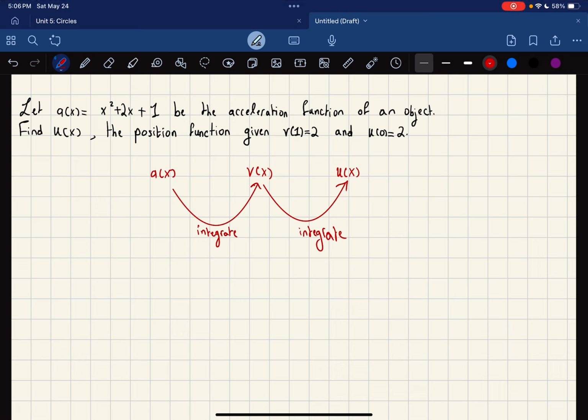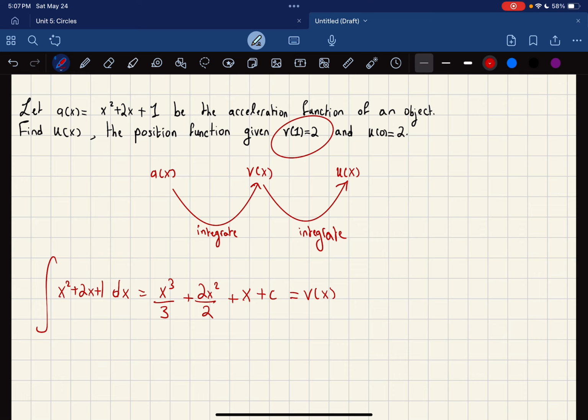So let's start. The integration for x squared plus 2x plus 1 is a very simple integration. It's going to be x cubed over 3 plus 2x squared over 2 plus x plus c. Now, first of all, this is the velocity function because we literally integrated a of x to reach v of x. So this is the velocity function that we have. So obviously we're going to use this initial condition right now, which is v of 1 is equal to 2.